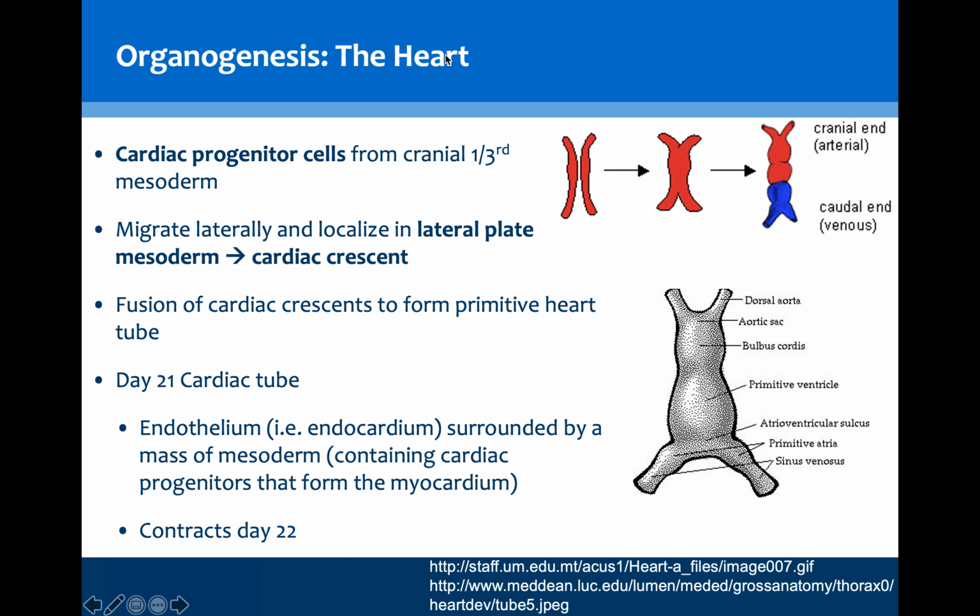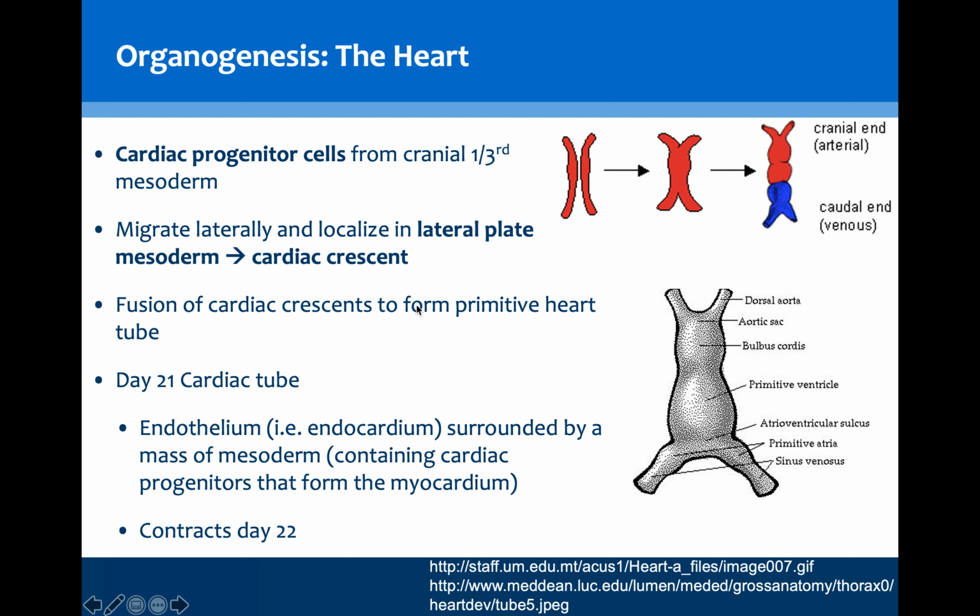So the formation of the heart is dependent on cardiac progenitor cells from the cranial third of the mesoderm. Hopefully you'll recall from the session on ventral folding that these are some of the most cranial cells in the trilaminar disc, and folding is required to bring them into the thoracic cavity. Now during this process they begin to migrate laterally, and they localize into two lateral plate mesoderms, the cardiac crescents. Now often in exams the specific region of mesoderm will also be assessed, so it's important to remember that this is the lateral plate mesoderm.